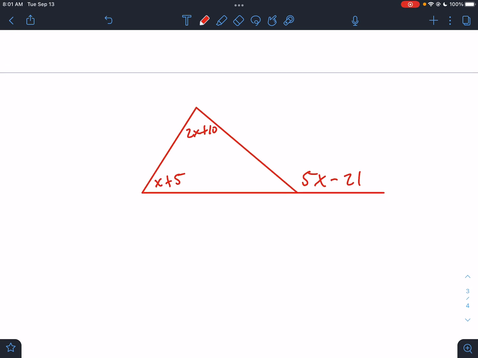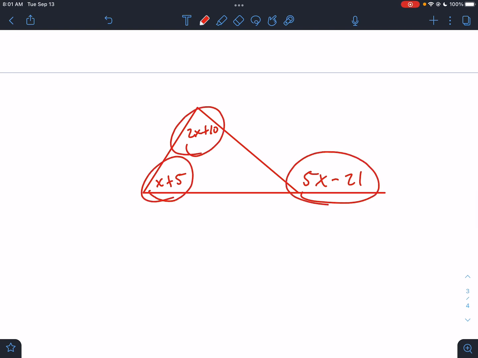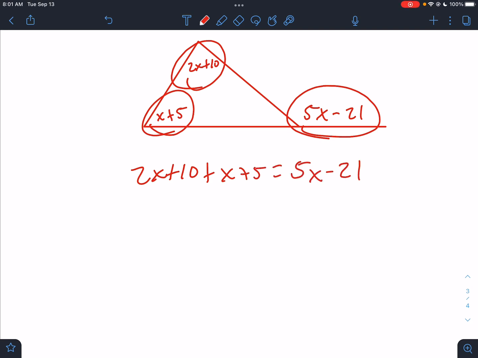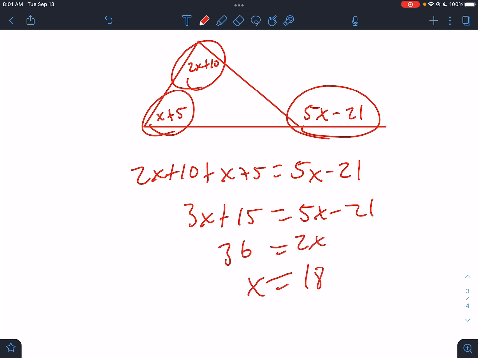So what's the rule? Well, this would be really hard to do if you didn't know the new rule. The new rule says that remote plus remote has to equal E. So remote plus remote, if I add those together, 2x plus 10 plus x plus 5 has to equal the exterior angle 5x minus 21. Clean that up, that'd be 3x plus 15 has to equal 5x minus 21. So 2x has to equal 36. X is 18 degrees on this problem.